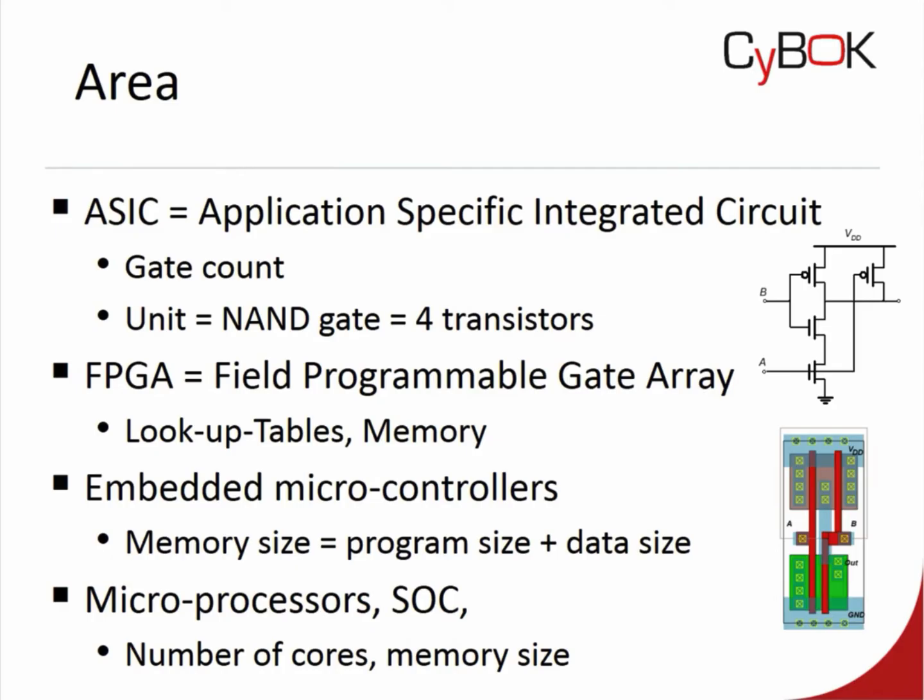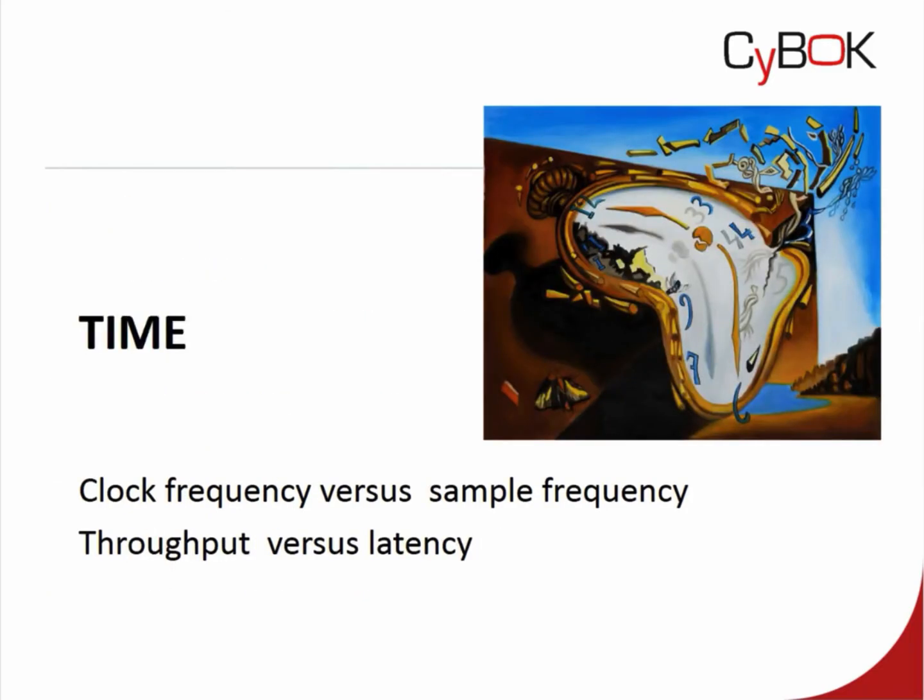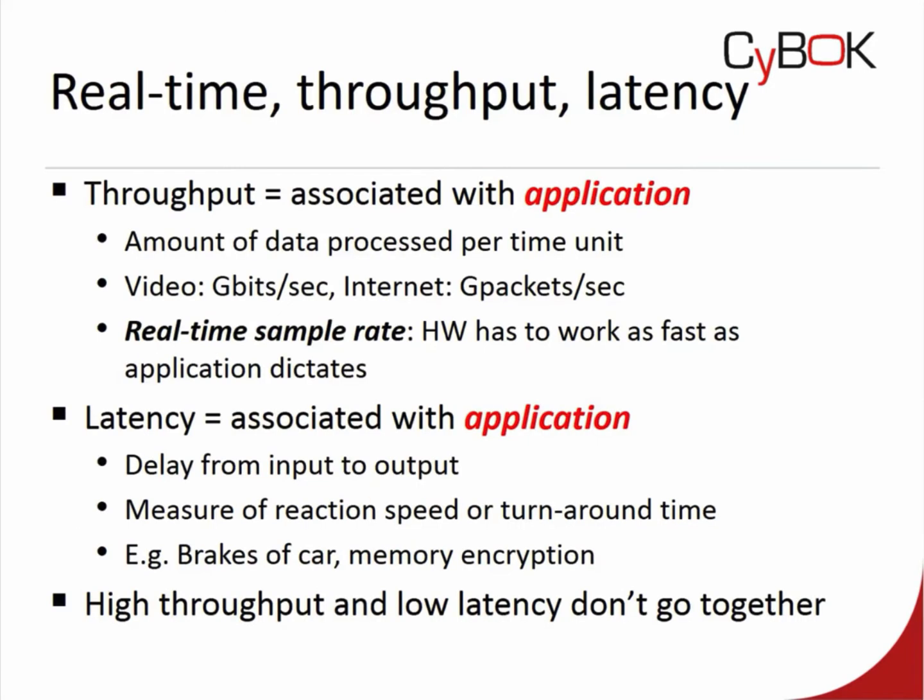Now these days transistors become cheaper, and most of the time we're fitting the area cost. That's not an issue. The second requirement for our implementation is that we have a time budget. That can be the sample frequency, the throughput, the latency, things like that. So what do we measure? Many applications put a constraint and say that we want a minimum amount of throughput. Throughput is a property which is associated with an application. This is the amount of data we can process per time unit.